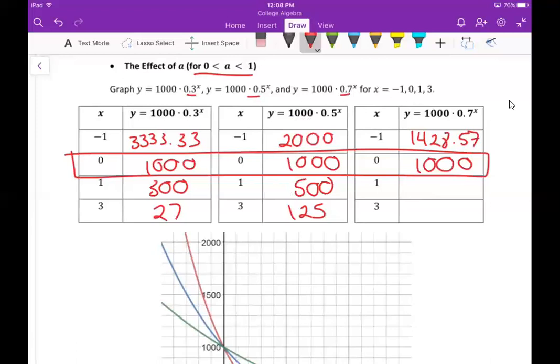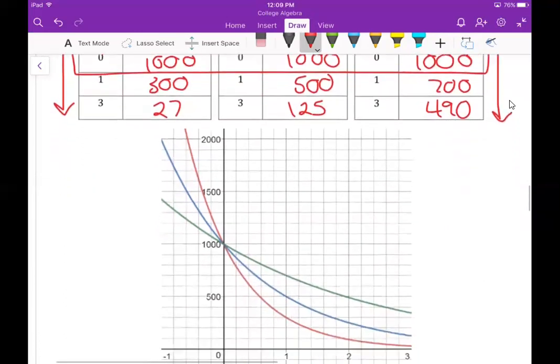With 0.7, getting an even bigger decay factor, I go down to only 700 with a move of x to 1, and only down to 490 with a move of x of 3. So actually it turns out that our decay is happening slower for a higher decay factor, and faster for a smaller decay factor. And that makes sense because if I multiply something by 0.3, I'm going to only have 30% of it left, rather than if I multiply something by 0.7, I'll still have 70% of that original left, I'll have more left. So if you think about those decay factors in percents, that makes sense.